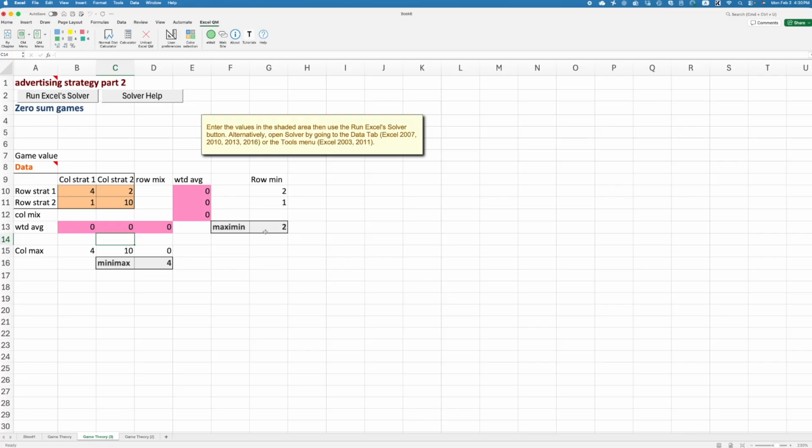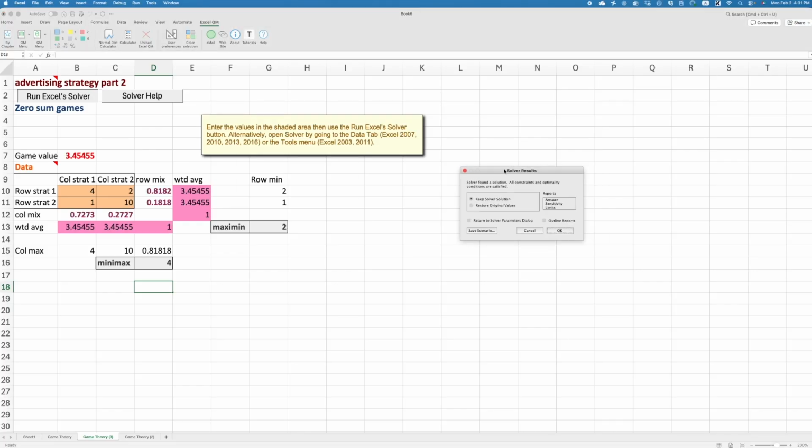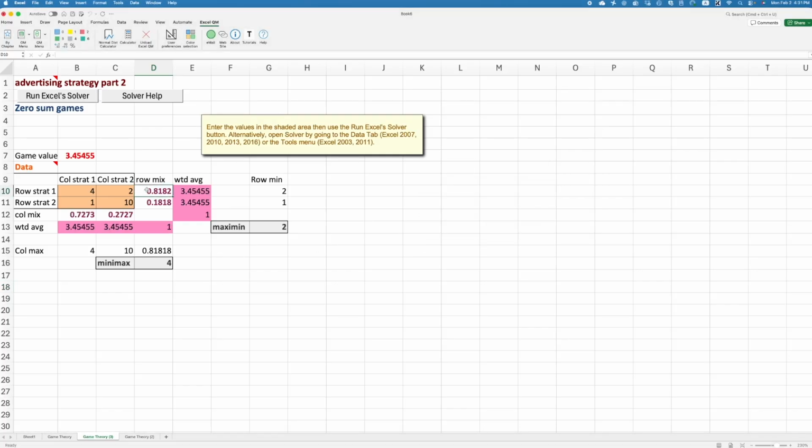So you can see that the maximin and minimax solutions are not the same, so we don't have the saddle point. Now I can solve this, or solve the probability, by running the Excel software. So if I run this, click OK, you can see that it calculates those numbers for us.